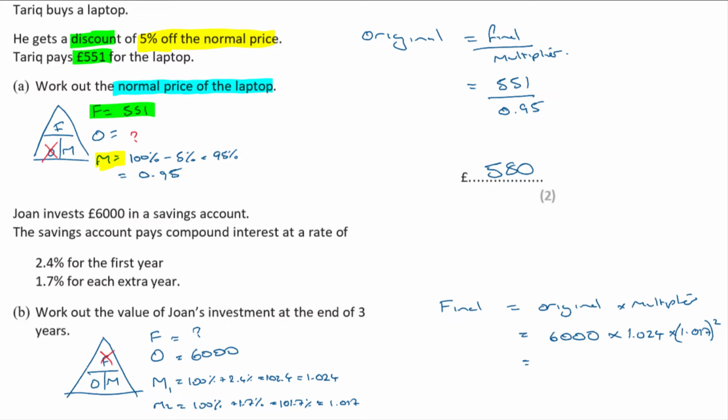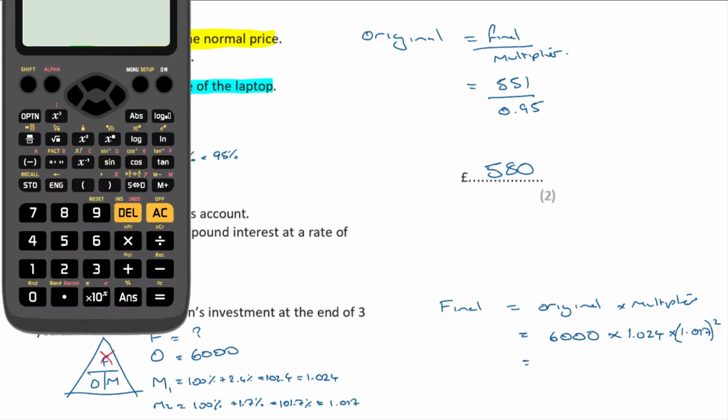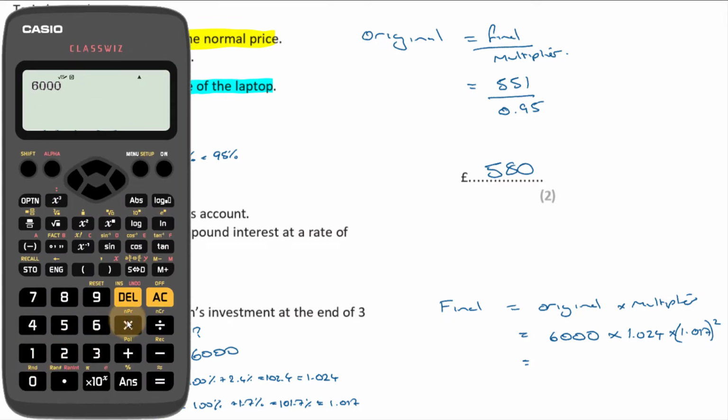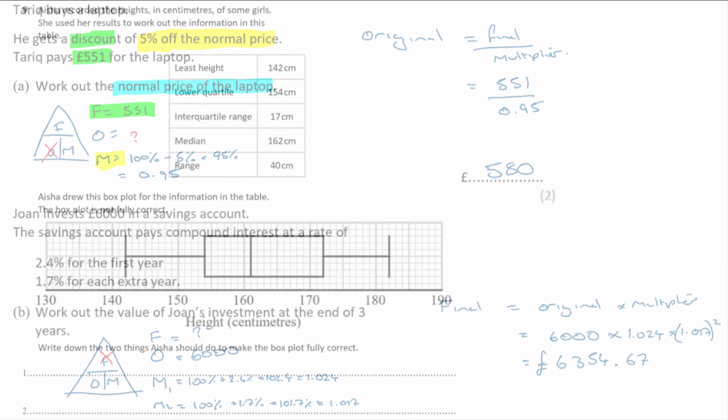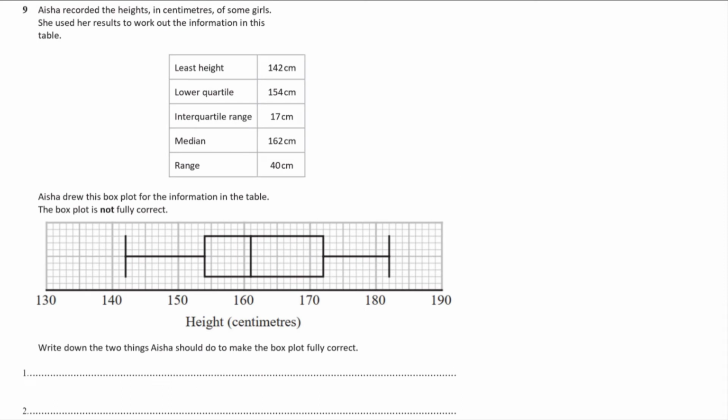I'm going to get 6,000 times 1.024, so that's the first year, times 1.017 squared, because that's in both year 2 and in year 3. So that giving me 6,354.67 to the nearest penny. Okay, so £6,354.67. Question 9. Aisha recorded the heights in centimetres of some girls.